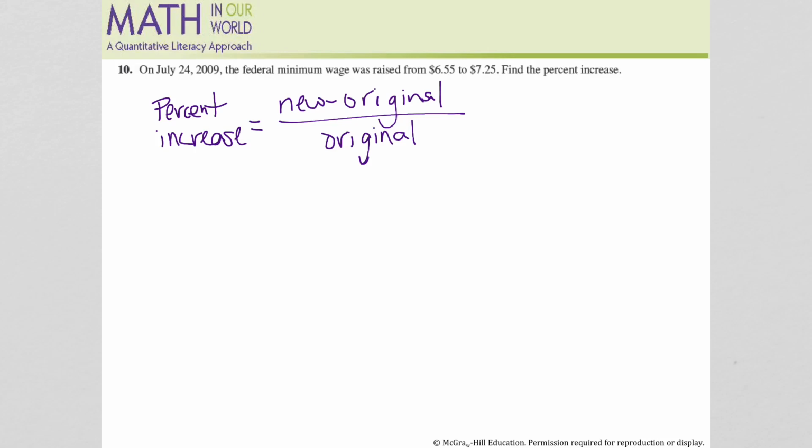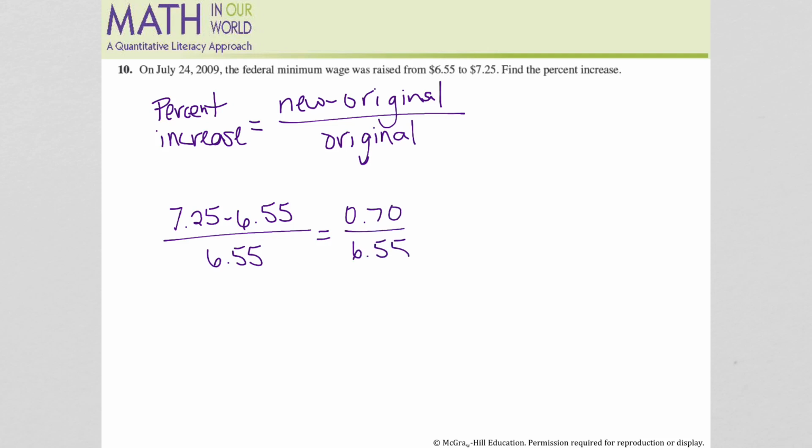So the percent increase would be the new amount, that's $7.25, minus the original, $6.55, divided by the original, $6.55. We'll subtract first, that gives us 0.7. And then divide by 6.55, and we get 0.107. So that means that the minimum wage was raised by 10.7%.